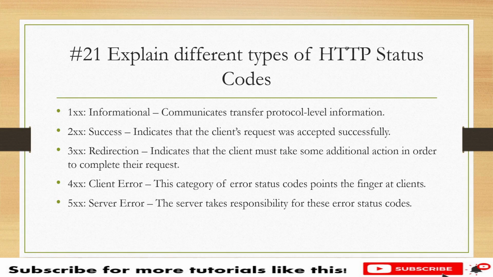And 2xx is success, so whatever request we send, we get success, and that indicates that the client request was accepted successfully. And all the 300 related status codes are redirection, which indicates that the client must take some additional action in order to complete their request. And all the 400 related status codes are client errors; this category of status codes is pointing the finger at clients.